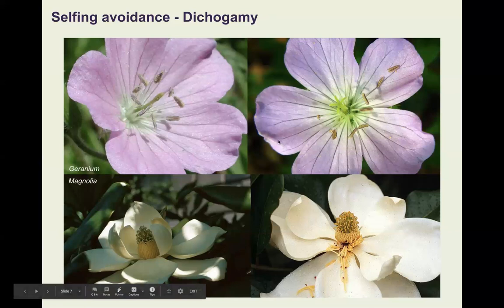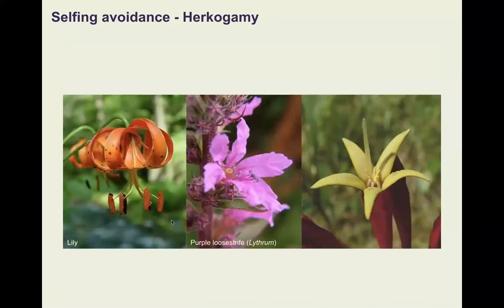Two versions of dichogamy, so male first or female first. Another word that sounds a lot like that is hercogamy. So that gammy part, again, referring to reproduction. And hercogamy is separation of organs in space, so located at different heights sometimes. So this is some long stamens with their anthers over here at quite some distance from the stigma. So short stigma, long stamens.